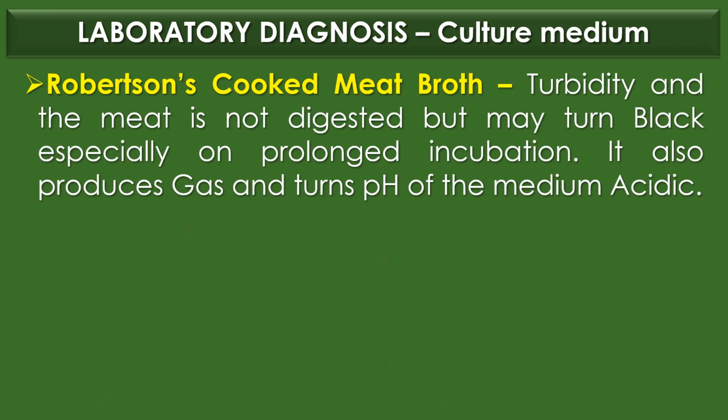The selective medium for the cultivation of Clostridium tetani is Robertson's cooked meat broth. Clostridium tetani grows well, produces turbidity, and the meat is not digested but may turn black, especially on prolonged incubation. It also produces gas and turns the pH of the medium acidic.